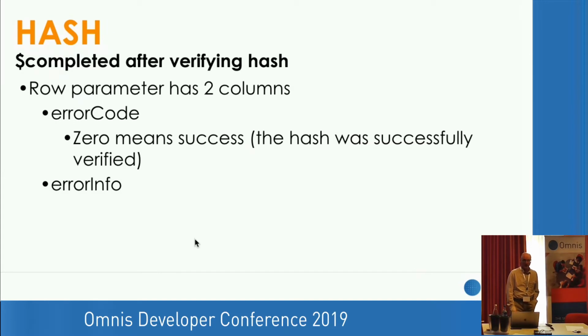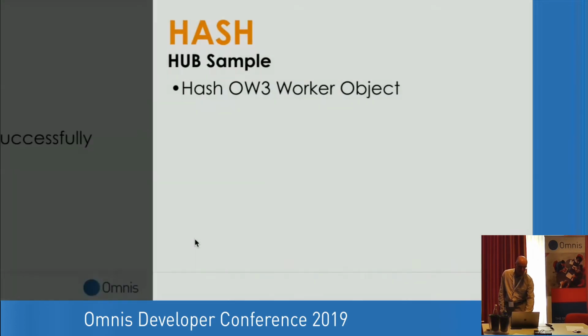In this case, $completed, after the worker has verified the data against the hash, you'll get an error code in the row parameter, which will be 0 if the hash was successfully verified. If it failed verification, I can't remember what the error code is, but there's an error code to indicate that. And if there's an error, some information about the error.